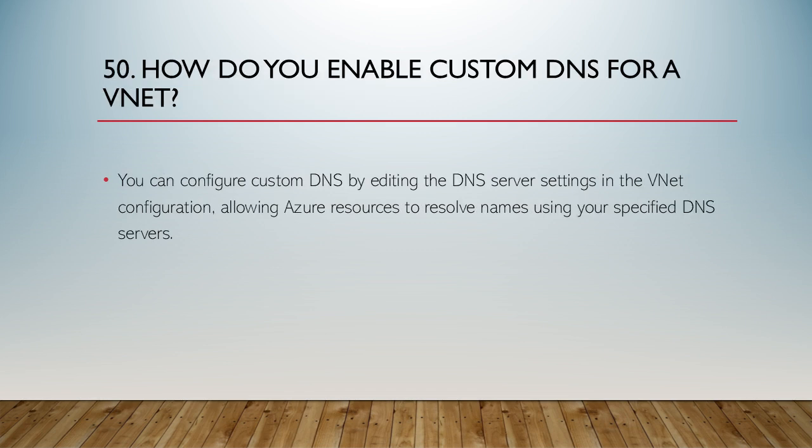50. How do you enable custom DNS for a VNet? You can configure custom DNS by editing the DNS server settings in the VNet configuration, allowing Azure resources to resolve names using your specified DNS servers.